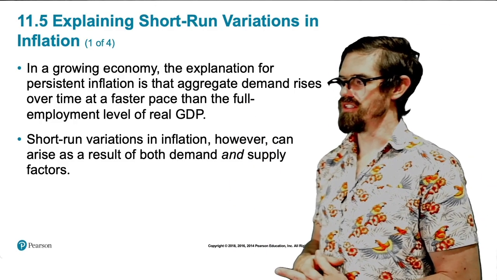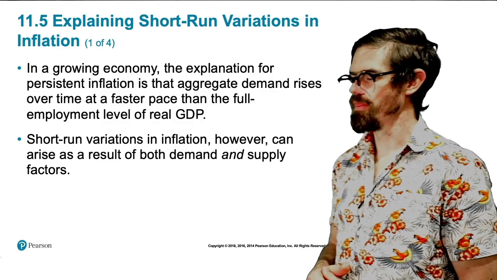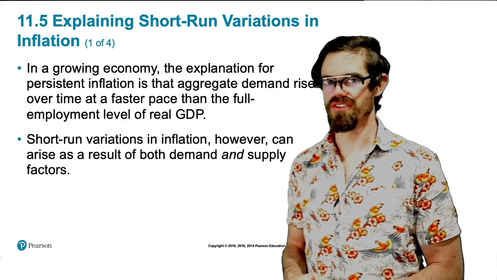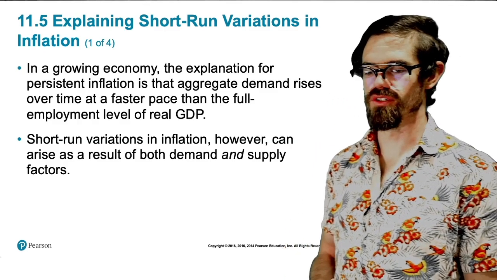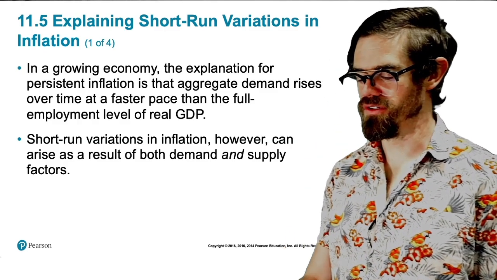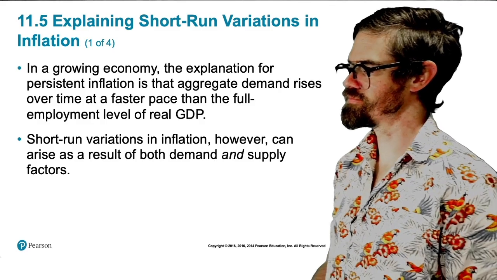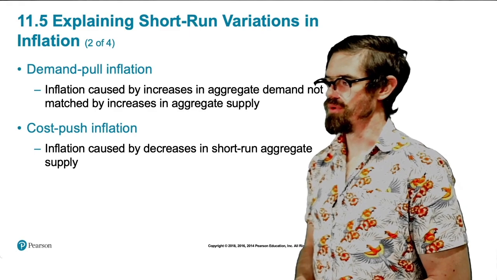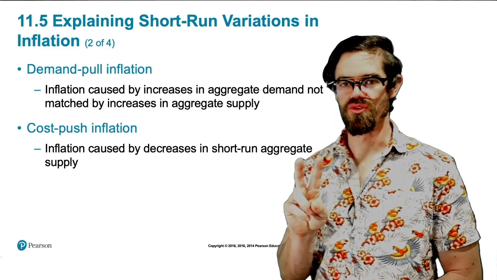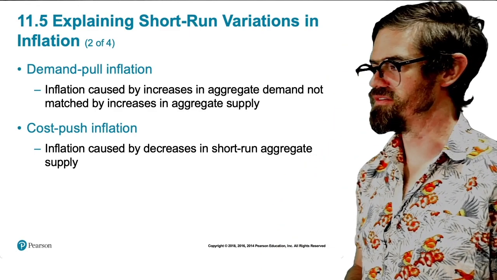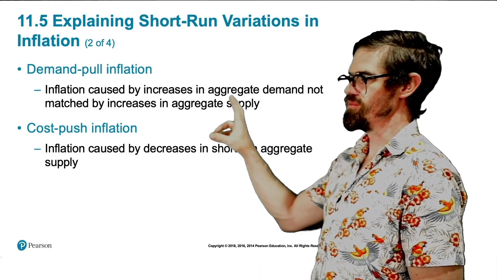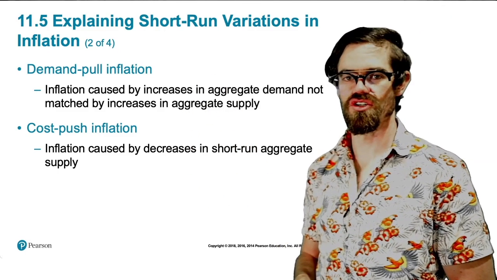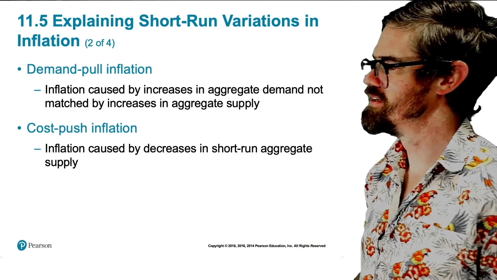Short-run variations in inflation, however, can be the result of both demand and supply factors. It's not purely demand-driven like we saw in the classical model in the last chapter. So we basically have, in the short run, two different types of inflation: demand pull inflation and, potentially, cost push inflation.